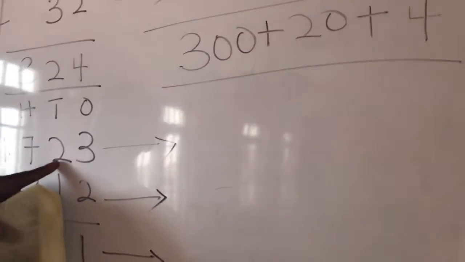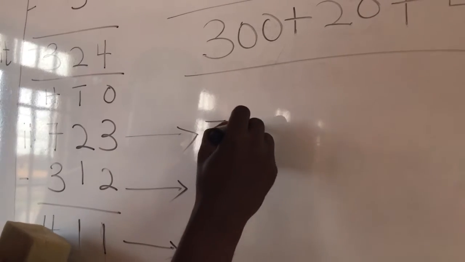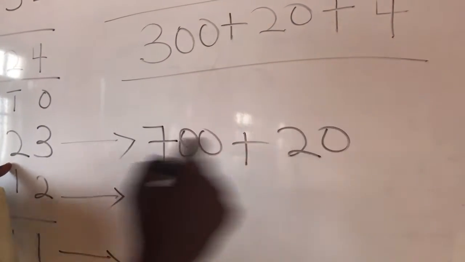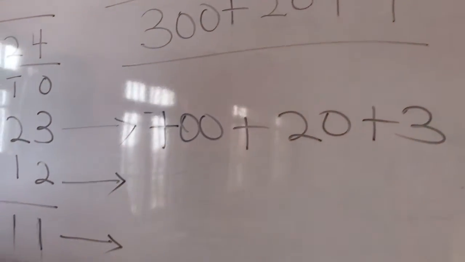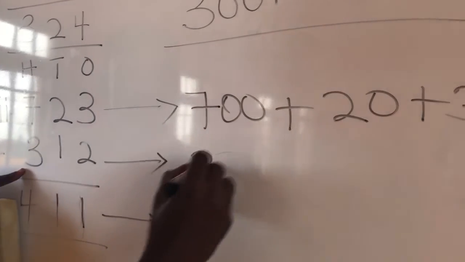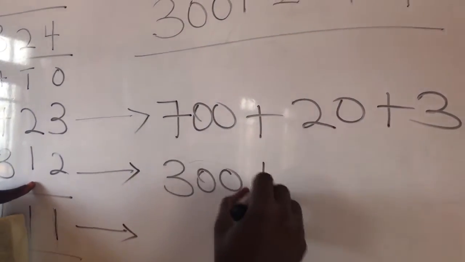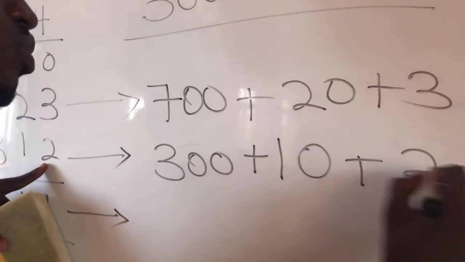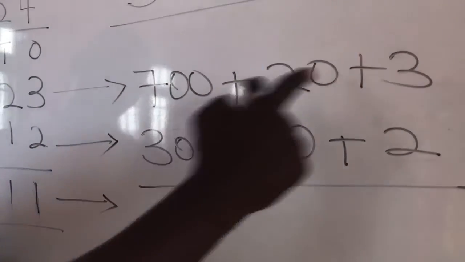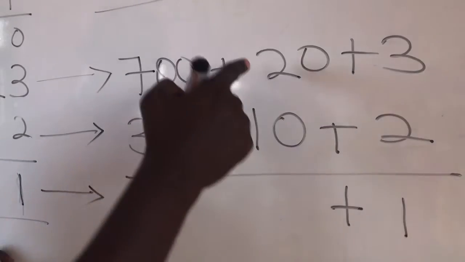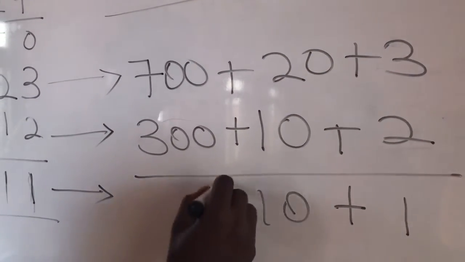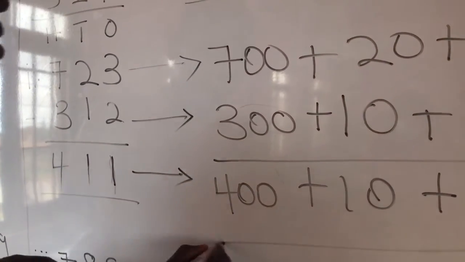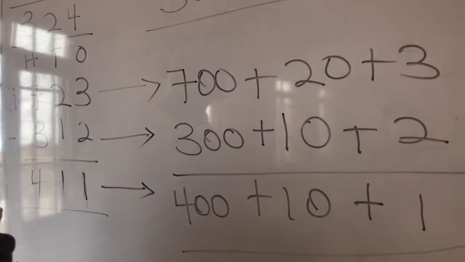We have 723, which is 700. Because of the 2 numbers after it, we write the 2 zeros, plus 20 and then plus 3. Let's take the next one. We have 312, so 300, and then 10, plus 2. Let's quickly subtract. We have 3 minus 2, 1, plus 20 minus 10, which is 10, plus 700 minus 300, which is 400.